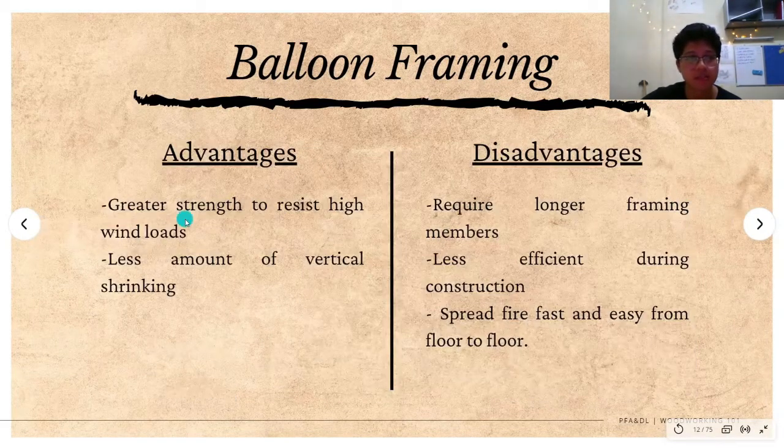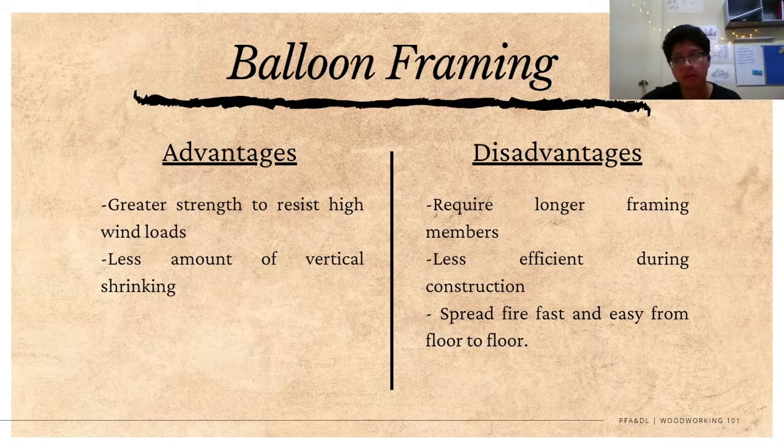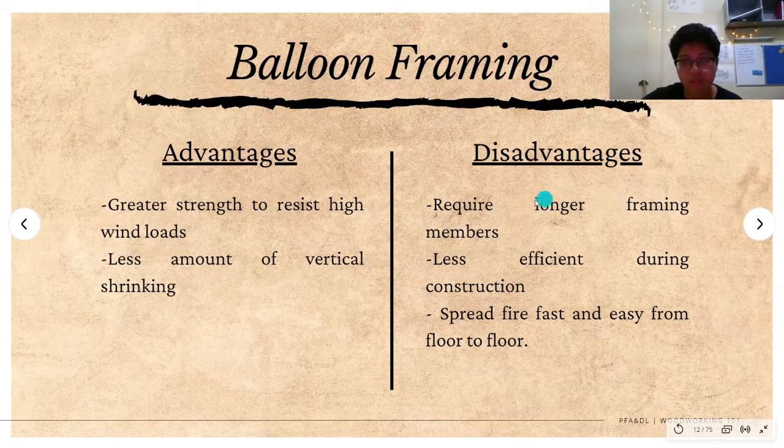So the next advantage is that there is less vertical shrinking, since balloon framing actually uses a little less wood compared to other types of framing. And the disadvantages: it requires longer framing members, since of course if we want to build a multi-story building, we have to have longer studs or longer framing members.